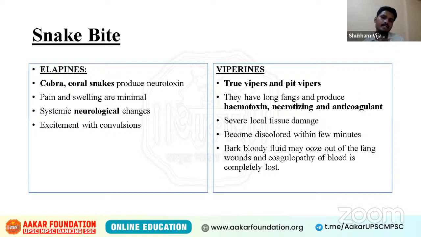But in the next box, there will be slightly different findings we can witness in the vipers. Here, true vipers and pit vipers will come. One more point is there: in elapines, short fangs are there, but in viperines, long fangs are there. True viper, pit viper, Russell's viper, these viper names will come under the viperine group. They have long fangs and produce hemotoxin, which is necrotizing and anticoagulant. This hemotoxin is necrotizing and interferes with the process of coagulation. Then severe local tissue damage is evident. The local area becomes discolored within a few minutes. Dark bloody fluid may ooze out of the fang wound, as they have long fangs.